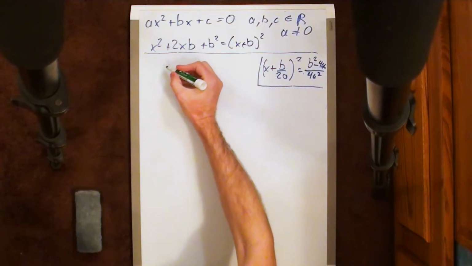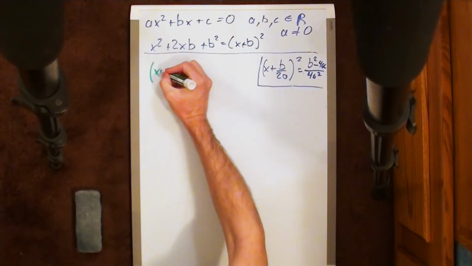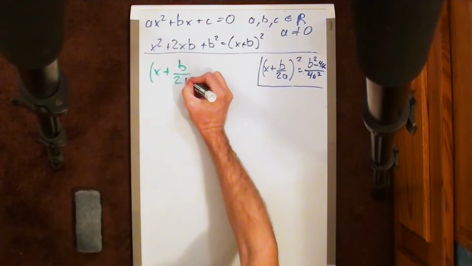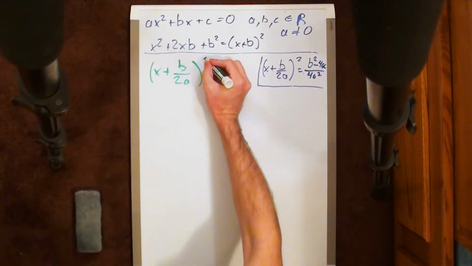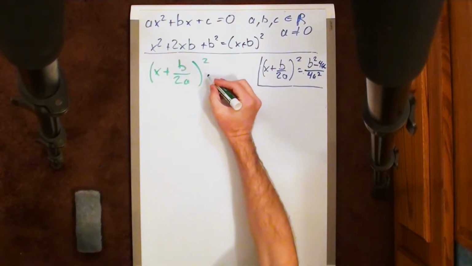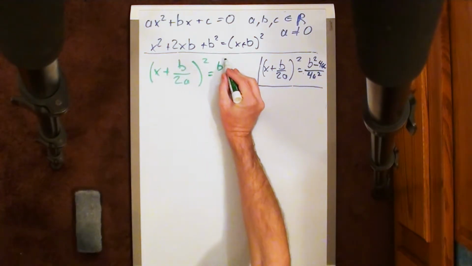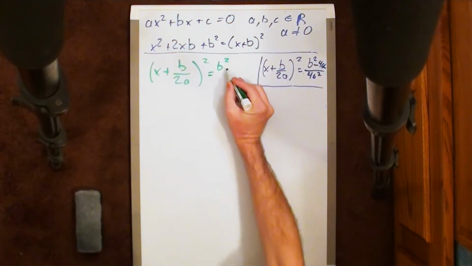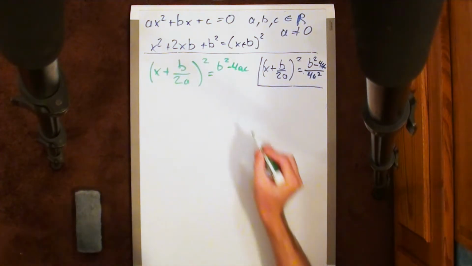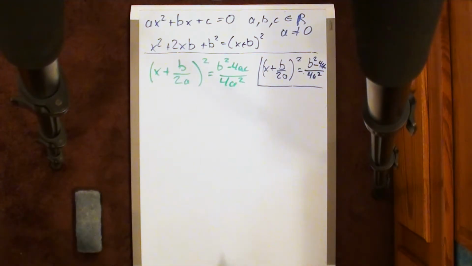So here, let's rewrite this so we can actually work with it. So we have x plus b over 2a, squared, and equal to all this stuff here. So I'm going to have to write all that out. So we have b squared minus 4ac, all over 4a squared.